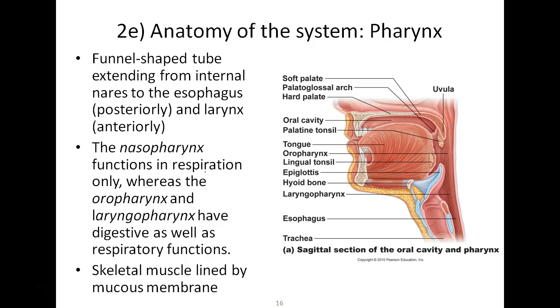And now we come back into our GI tract. We're looking at an organ called the pharynx. So this is going to be posterior to that oral cavity. This is a funnel-shaped tube, and we can divide it into three main regions. The nasopharynx is going to be more superior. Our oropharynx is going to be more so by the oral cavity, and the laryngopharynx is closer to a respiratory region called the larynx. Notice we have a skeletal muscle in this region that's going to be lined by a mucous membrane.